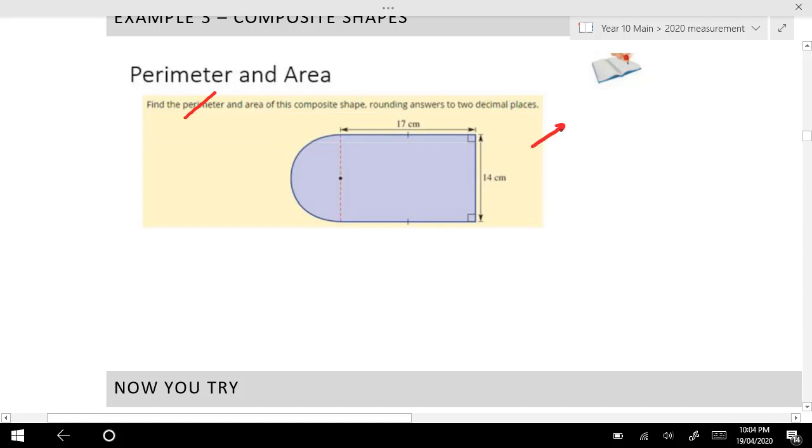See if you can do it in 2 minutes. All right, pause it now and have a go.